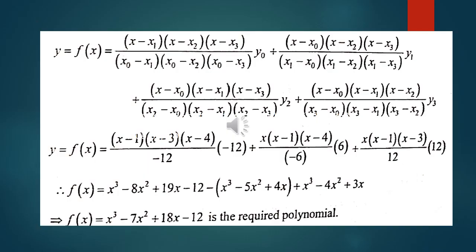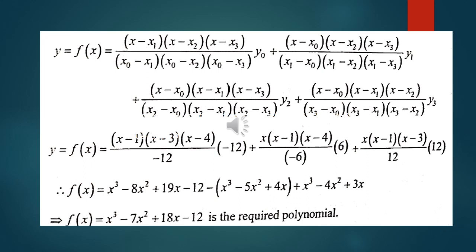Write the Lagrange's formula for the terms y0, y1, y2 and y3, that is y is equal to f of x equal to x minus x1 into x minus x2 into x minus x3 divided by x0 minus x1 into x0 minus x2 into x0 minus x3 into y0 plus etc. The last term is x minus x0 into x minus x1 into x minus x2 divided by x3 minus x0, x3 minus x1, x3 minus x2 into y3. Here our objective is to calculate a polynomial. Therefore, we keep x as it is.